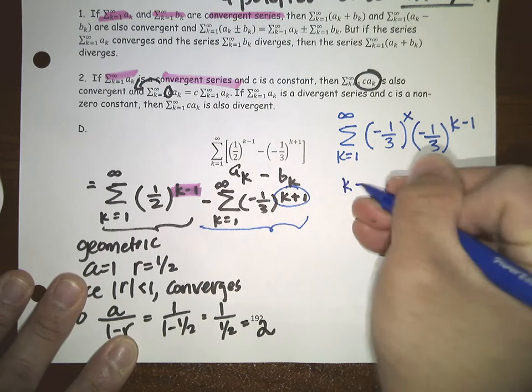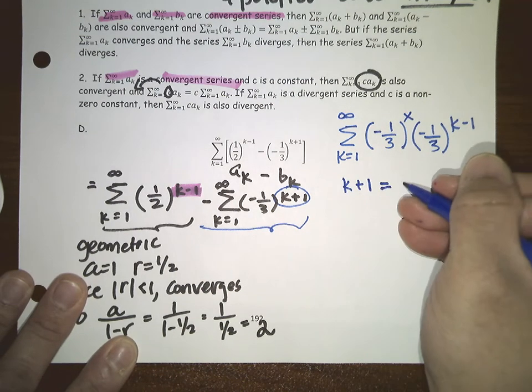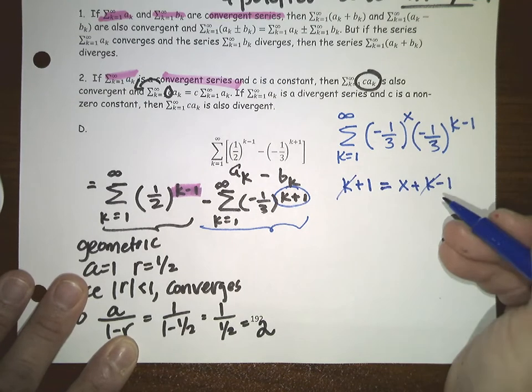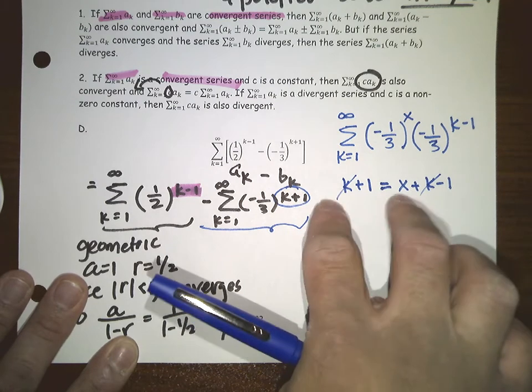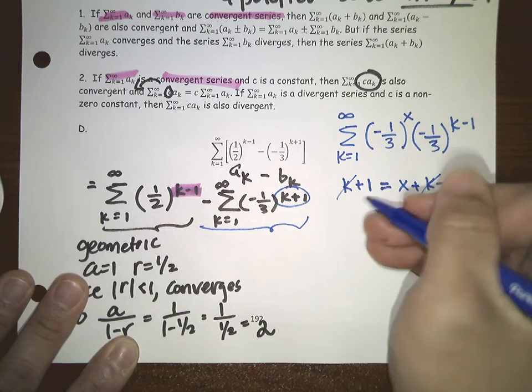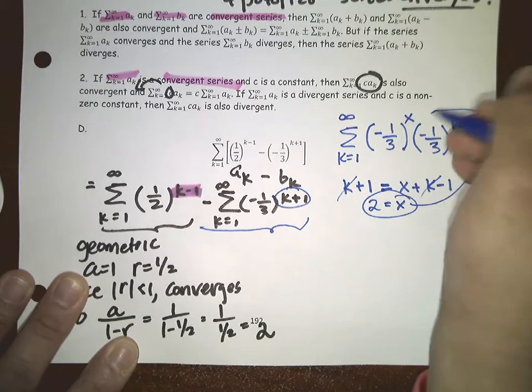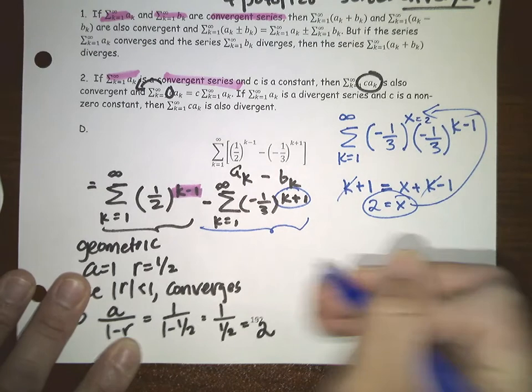So k plus 1 is equal to x plus k minus 1. So then the k's actually zero out. Then you add the 1 to get 2 is x. So this should be 2. All right.